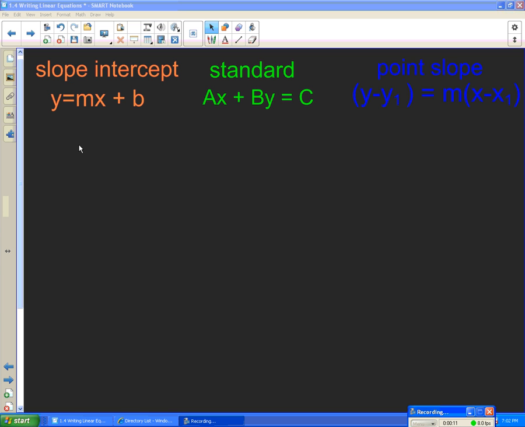Slope-intercept is when you take your equation and you solve it for y. If the equation is solved for y, you can tell right away what the slope is and what the y-intercept is. Your slope is always the coefficient of x and the y-intercept is the constant.